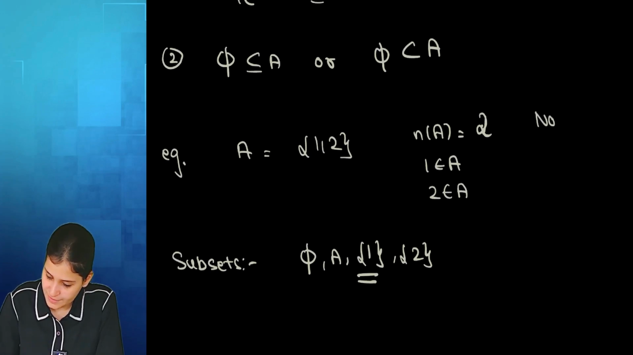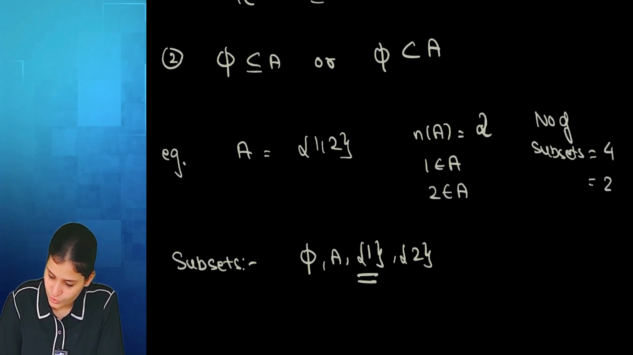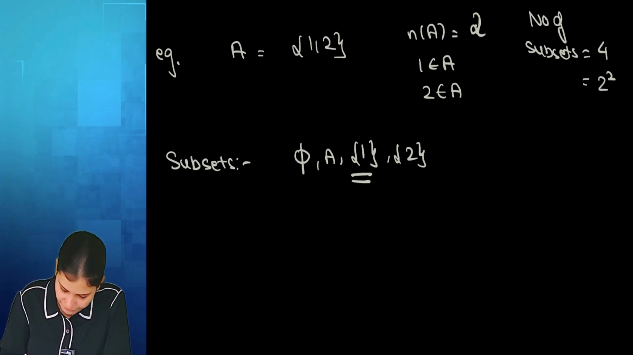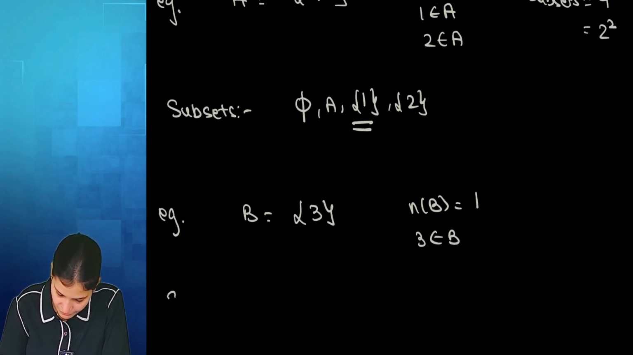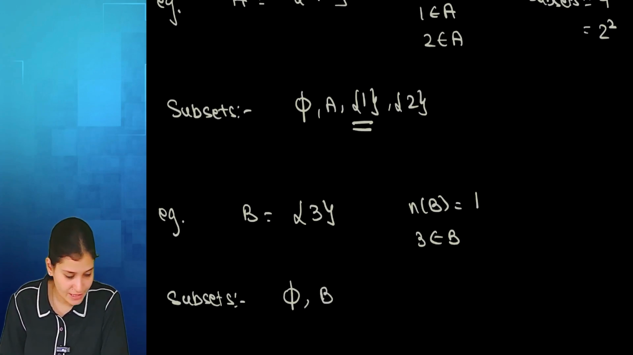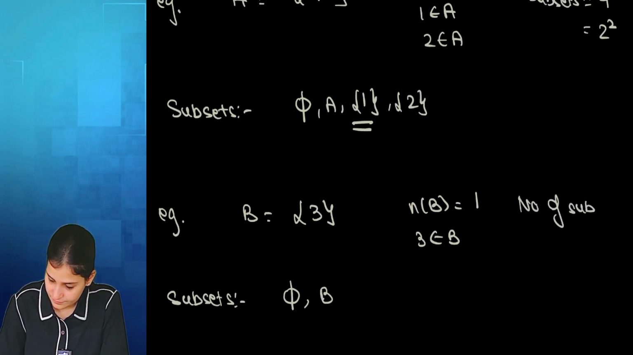So number of subsets: 4, which is 2 squared. If I have a set B = {3}, what is the cardinality of B? 1. What is the element? 3. So if I want to write the subsets, the null set, B itself. Will there be anyone else? No. So the number of subsets is 2, which is 2 power 1.